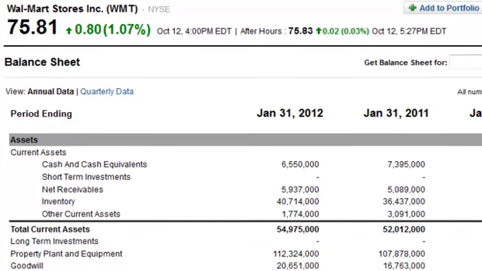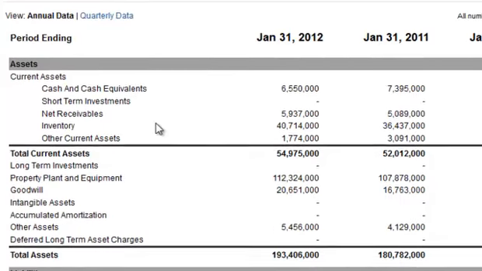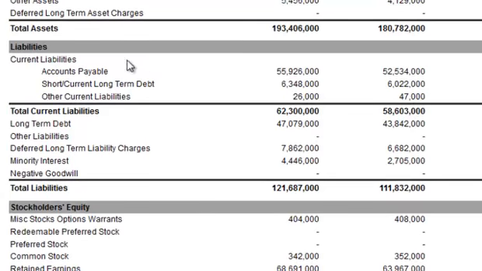As stated in the definition, long-term debt for a company will be found on the company's balance sheet. For this example, we'll be looking at Walmart Stores Incorporated, the balance sheet, the annual data, starting at January 31st, 2012. We'll move on down to the liabilities section, about halfway down. Once you get past the total current liabilities section, you get into the long-term debt, and this will be right here.